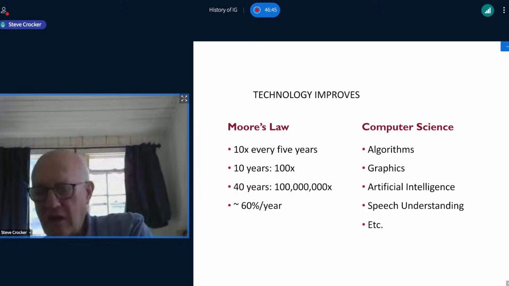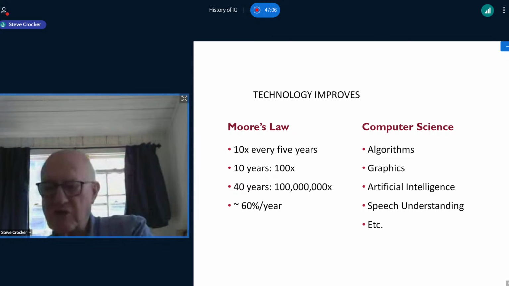And that helps from a brute force point of view, and it's certainly one of the key factors that's had an effect on networking. But the other is that we've also spent a lot of time on computer science aspects. Improvement in algorithms, improvement in graphics, improvement in artificial intelligence, speech understanding, etc. Next slide.